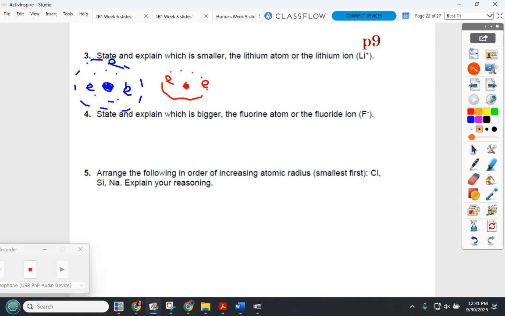Fluorine atom or fluoride ion? The fluoride ion is bigger. Because this is going to be, we're losing an energy level, essentially. And this is going to be more repulsion.